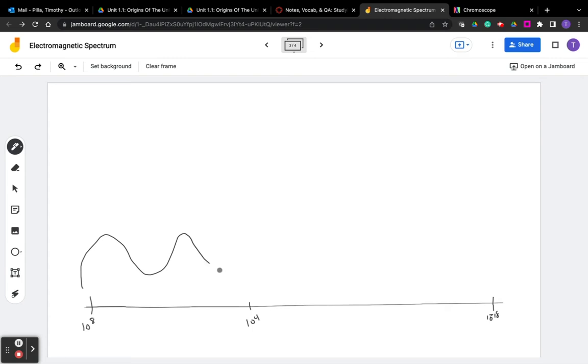Big, tighter, tighter. Smallest wavelengths of all, right?